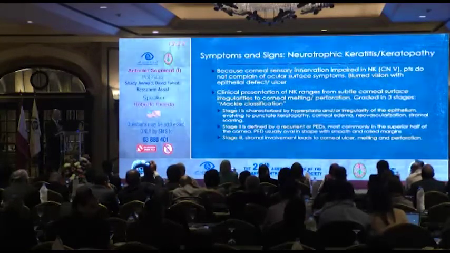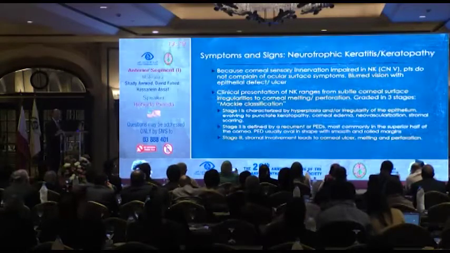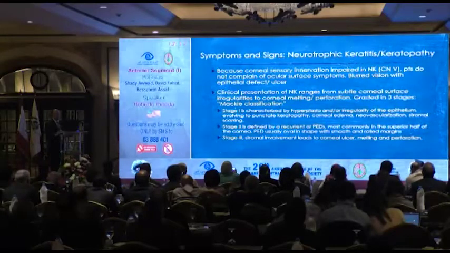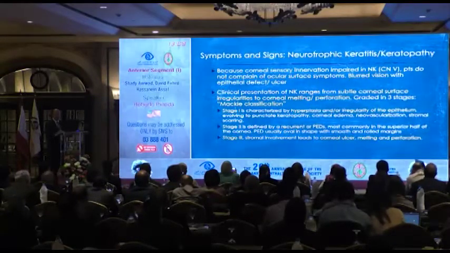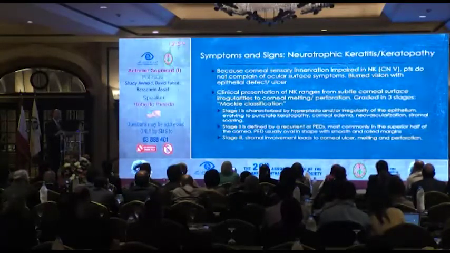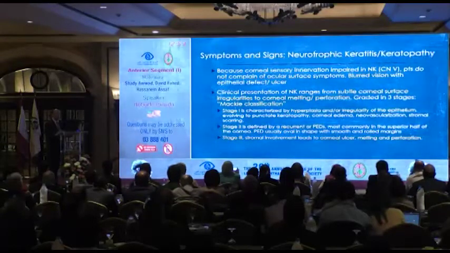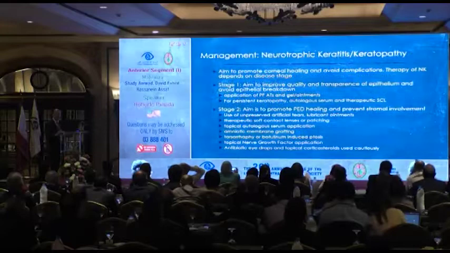Symptoms and signs, most of us are familiar with this, but really most patients don't have many symptoms unless their ocular surface is affected, where they get blurred vision. The clinical presentation of neurotrophic keratitis is essentially broken down into three stages by the Mackie classification. In stage one, you basically have hyperplasia or irregularity of the epithelium, which leads to punctate keratitis. Stage two is defined by recurrent or persistent epithelial defects. And stage three is where you have stromal involvement with ulceration, melting, and potential perforation.